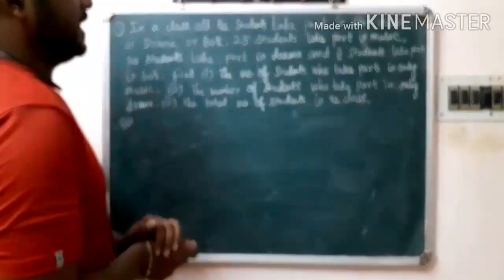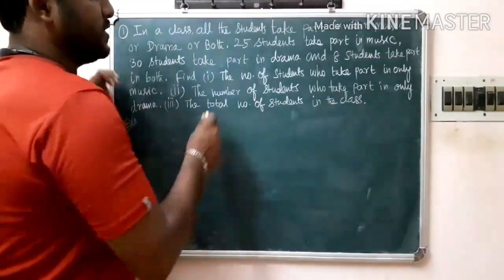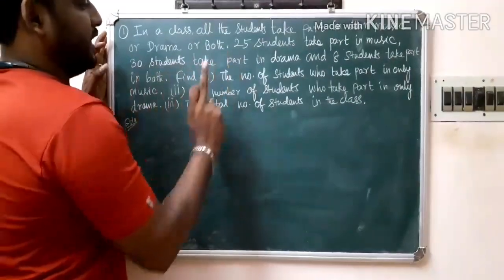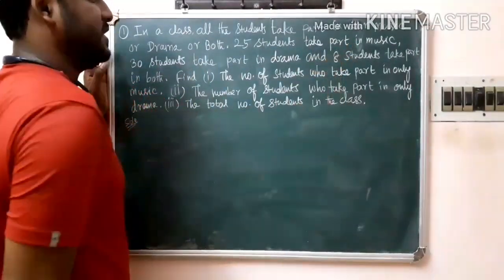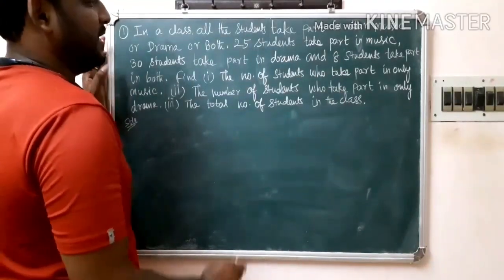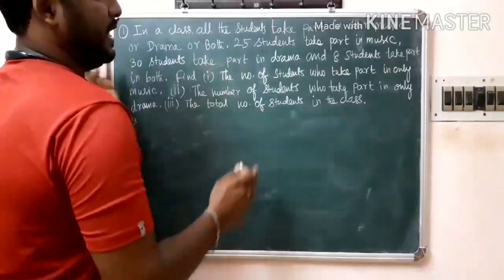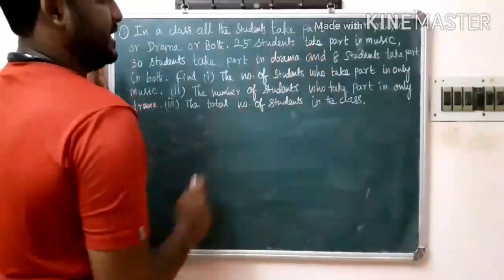So here the given values are 25 students take part in music only, 30 students take part in drama only, and 8 students take part in both. That means the intersection part is 8.